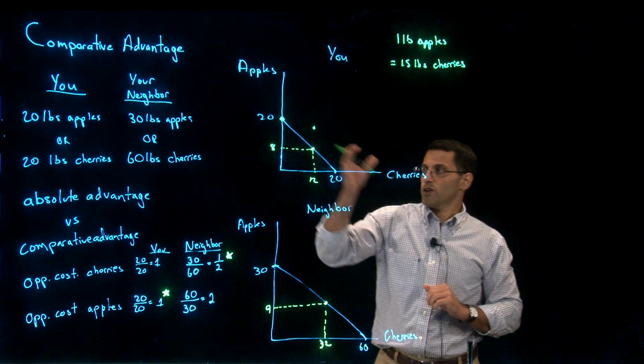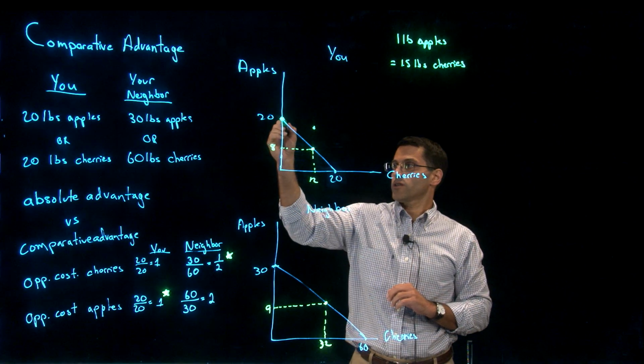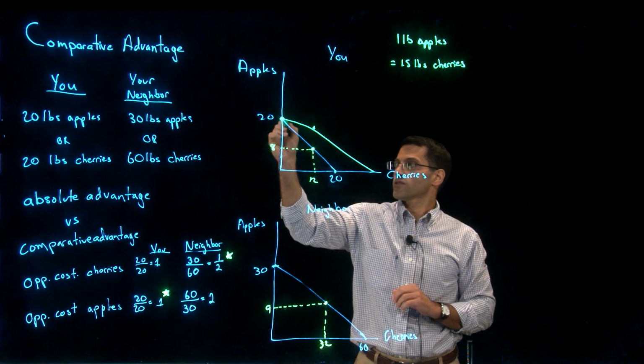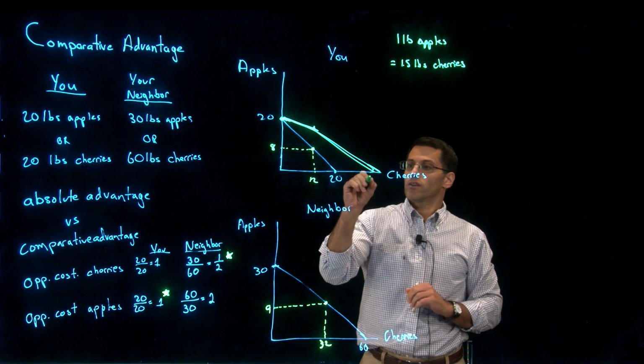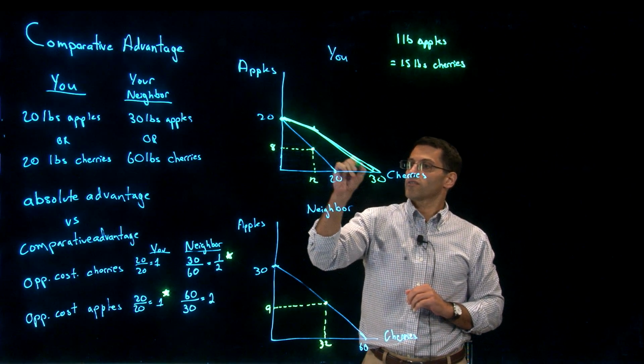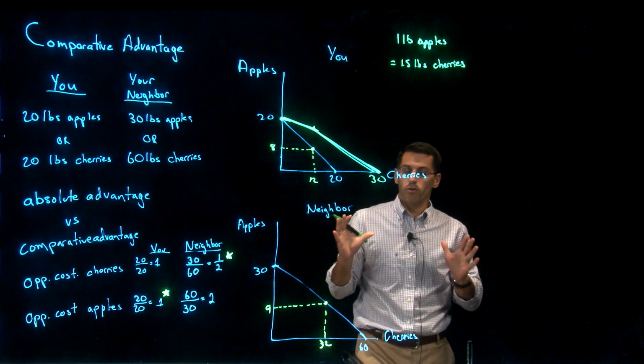And what if I wanted to trade away all of my apples? Well, I could take those 20 pounds of apples and trade them for 30. So now, excuse my drawing, I never ever claimed to be an artist. Right, now you've got the possibility of consuming up to 30 cherries. What's the important thing to notice here?